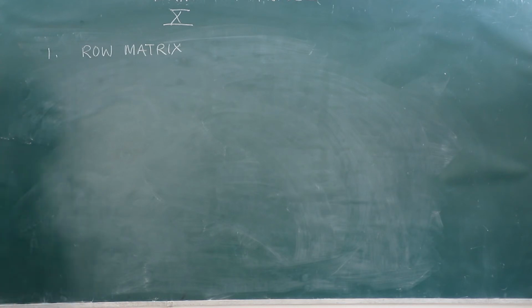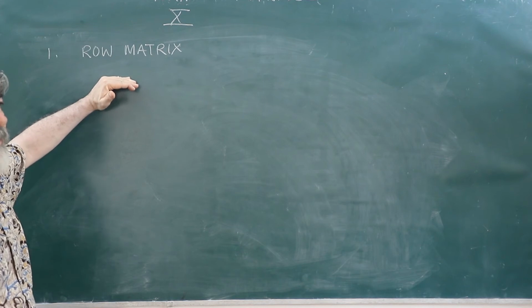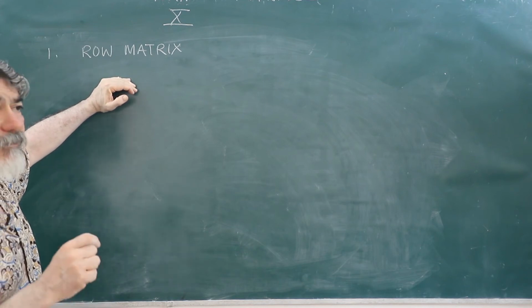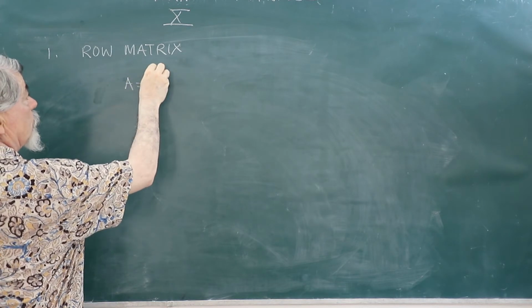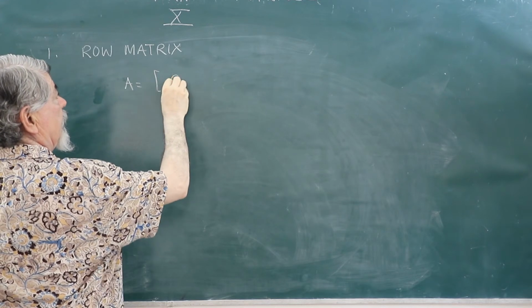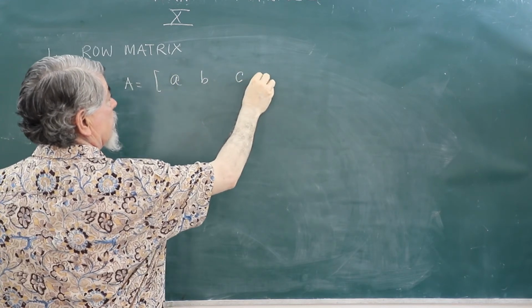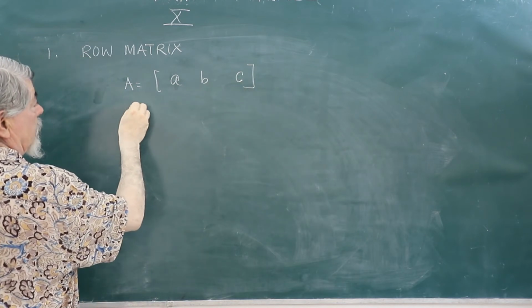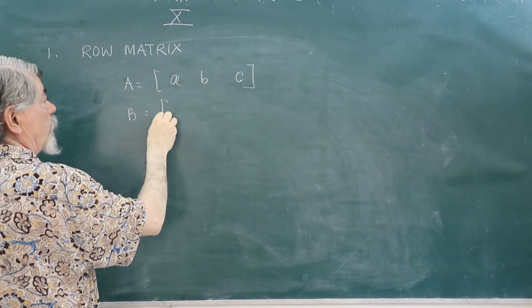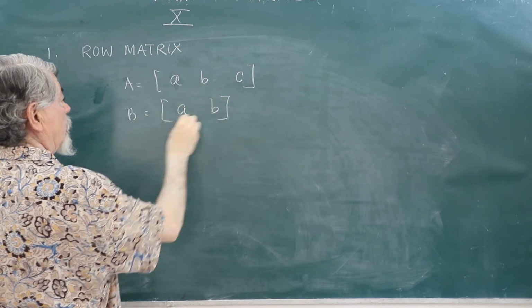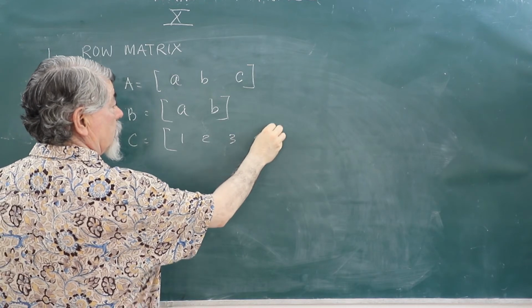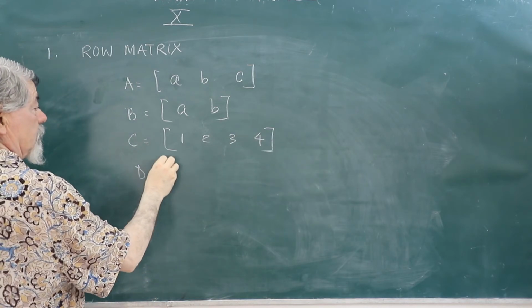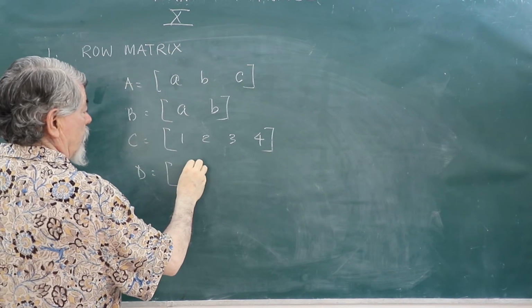When we talk of a row matrix, what is a row matrix? When I say a row matrix, this matrix has only one row. For example, A is equal to A, B, C. Or another example, B is A, B, or it could be 1, 2, 3, 4.